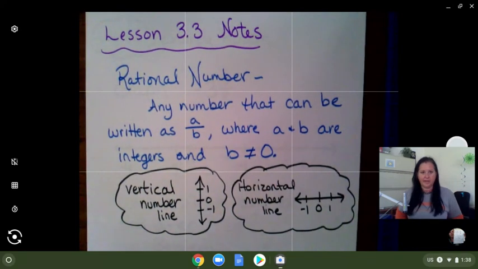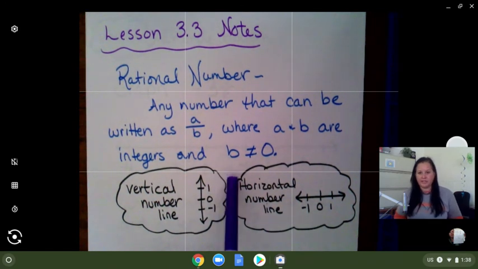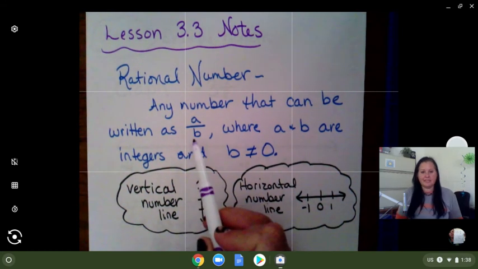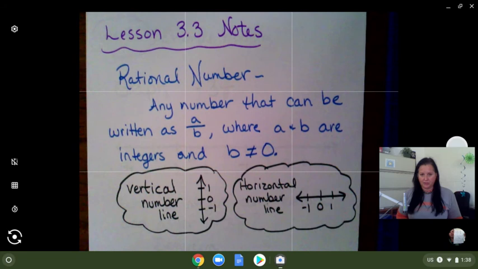All right, then we have lesson 3.3 notes. You do need to know this definition of a rational number. It will be on your test. A rational number is any number that can be written as a fraction, some number a over another number b, where a and b are integers and b does not equal 0. So the bottom number of the fraction cannot be 0. If it's any other number and it's a fraction or a whole number, that is a rational number.